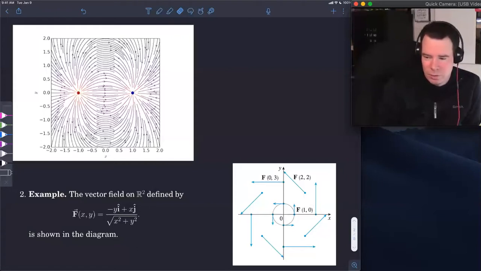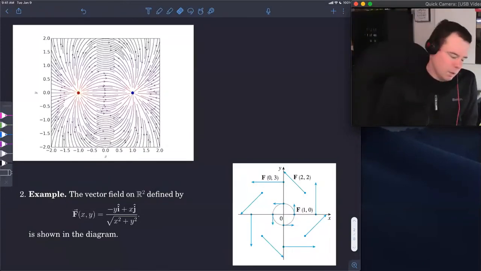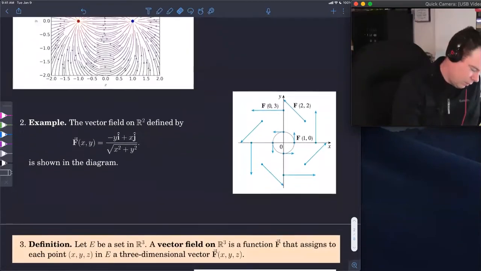There's a few of these vectors drawn at various points. At the point 1, 0, you can see the vector pointing straight up. At the point 0, 3, the vector is pointing to the left, and so on. These vectors seem to be spiraling around in some sort of circular direction. So that's another example of a vector field.